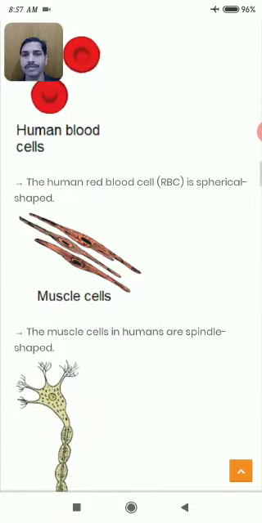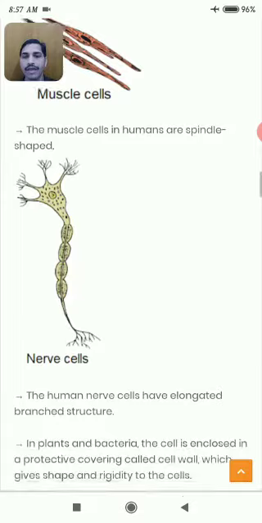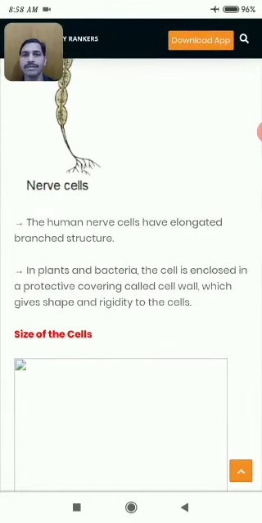Now below you can see the muscle cells and the long fibrous nerve cell. Human nerve cells have elongated branched structure. In plants and bacteria, the cell is enclosed in a protective covering called a cell wall, which gives shape and rigidity to the cell.